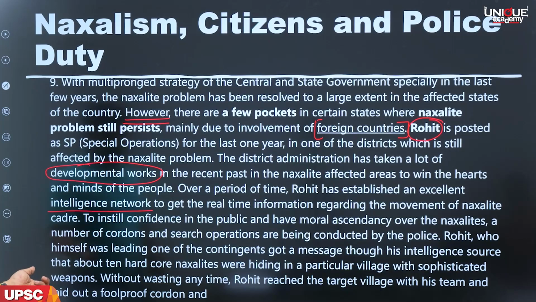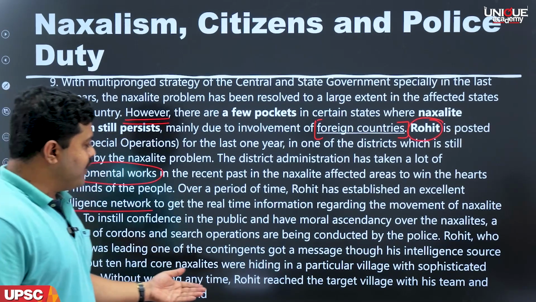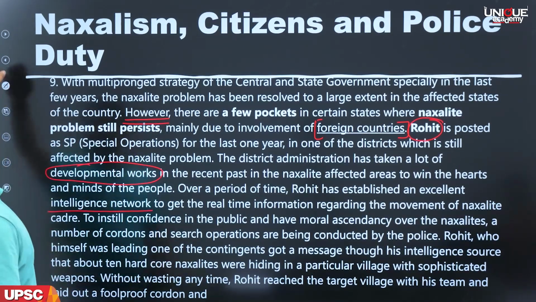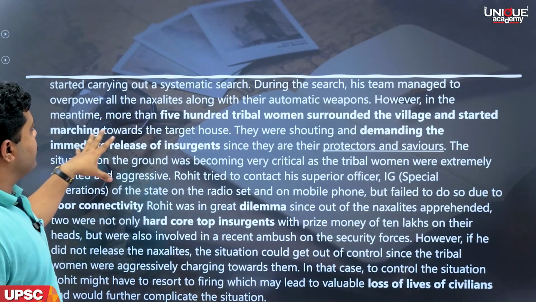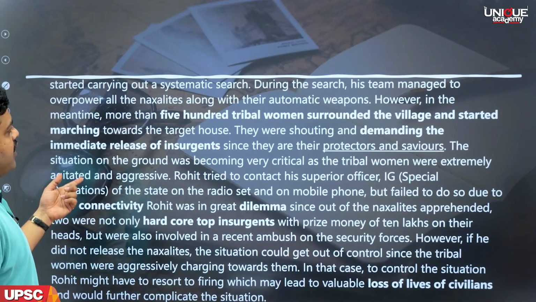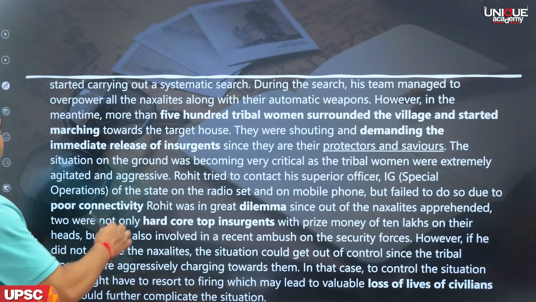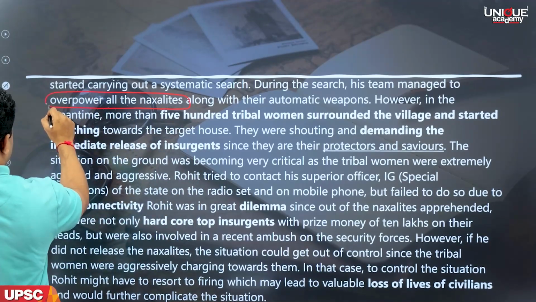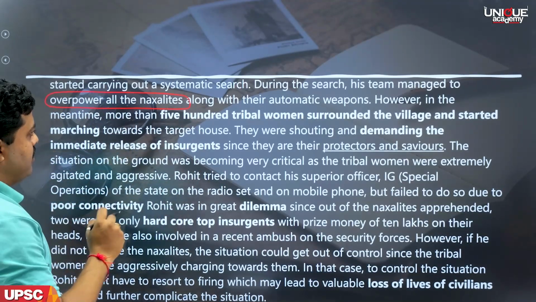Rohit, who himself was leading one of the contingents, got a message through his intelligence source that about 10 hardcore Naxalites were hiding in a particular village with sophisticated weapons. Without wasting any time, Rohit reached the target village with his team, laid out a foolproof cordon and started carrying out a systematic search. During the search, his team managed to overpower all the Naxalites with their automatic weapons. So this has happened, they have caught the Naxalites, apprehended and arrested them. But again, a contradiction.